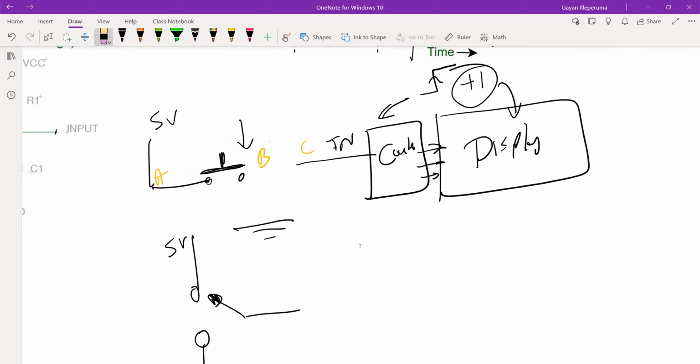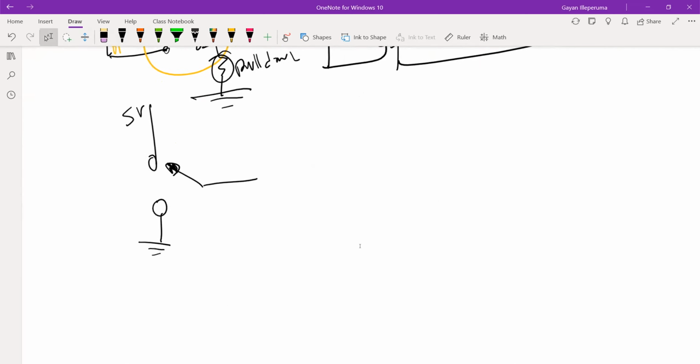We have to put a pull down resistor here. Where is that? We have to put a pull down resistor. You have found the word as well. This is called a pull down. Why? You can't have floating things in the digital world. Even in analog worlds, that is not accepted at all.